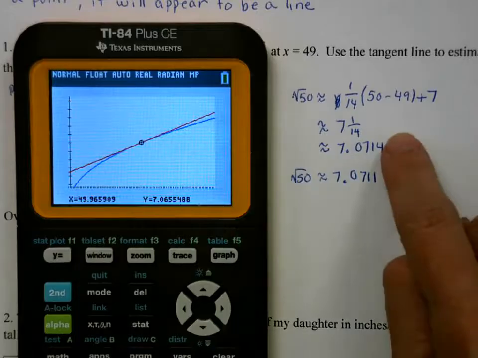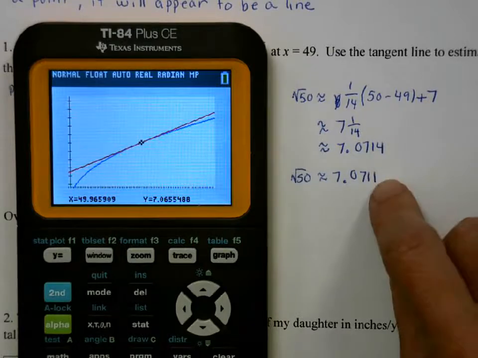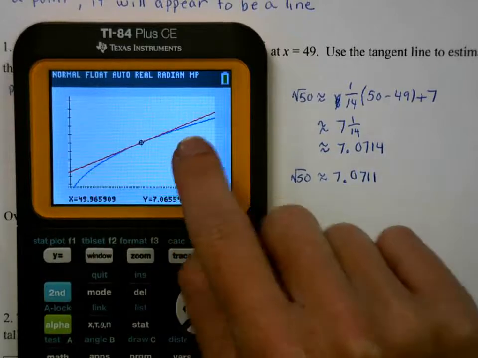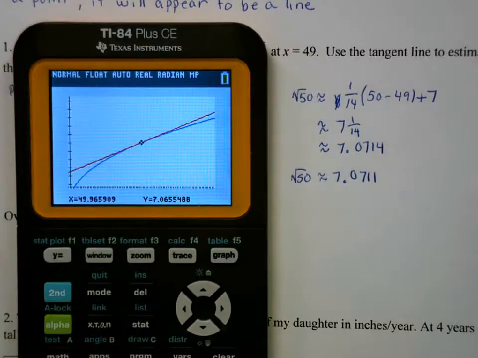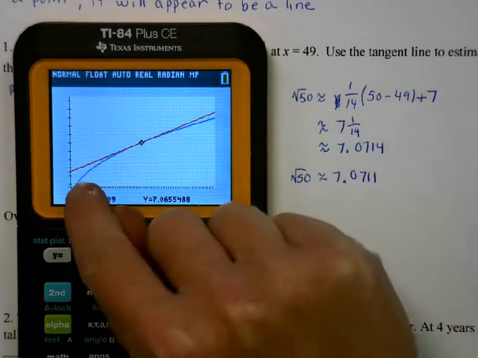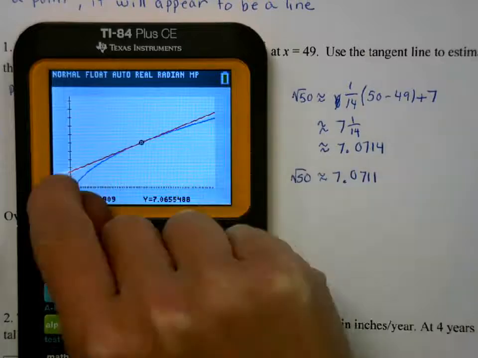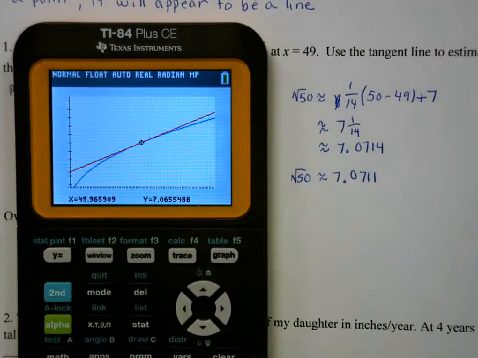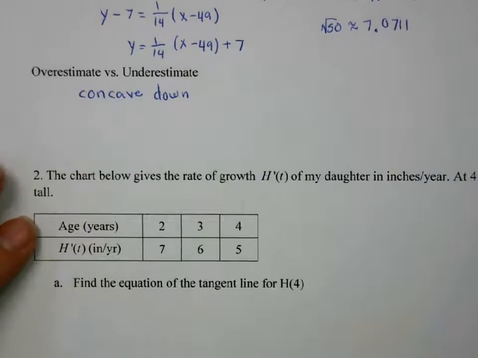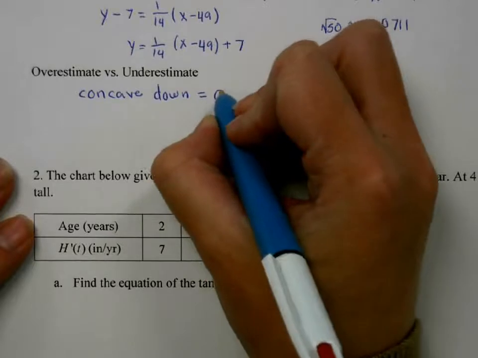Now you'll notice numerically that our estimate was slightly bigger than the actual value. Looking at the tangent line, that should make sense because the tangent line is on top of the actual function. So what's making that happen? Well, it's happening because this graph is concave down here. So the tangent line lies above the graph. So if we have a graph that is concave down, our estimate is going to be an overestimate.